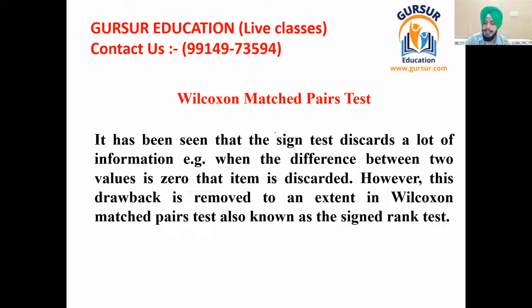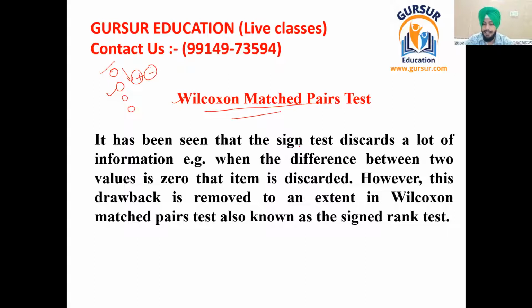This is the same as the sign test, but it has a major difference. The first difference: sign tests do not take into consideration zero values. So if 0 is there, you cannot say whether this 0 is greater than the previous 0 or not. You cannot assign any plus or minus sign. But the Wilcoxon matched pair test removes this hindrance, this drawback of the sign test.